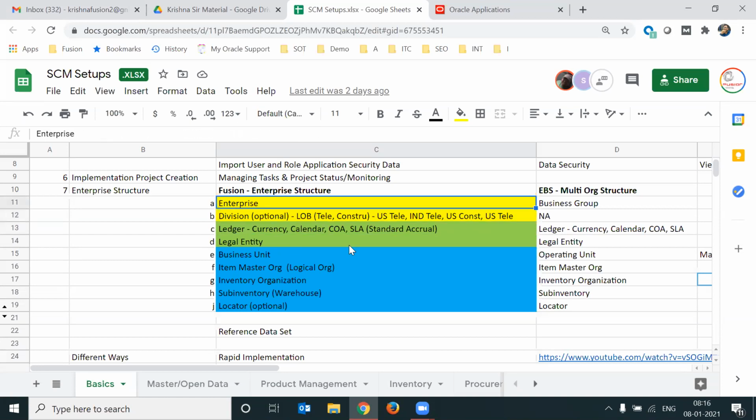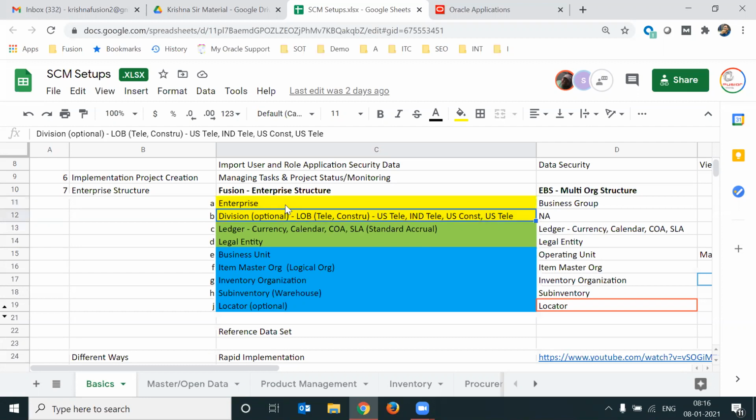And the first two entities are in yellow color. The reason is that in real time, it is the responsibility of an HCM consultant. That's why it is in yellow color. So the HCM consultant has to configure the enterprise and the divisions. It's not our job. We are supply chain consultants. Our job is in blue color. In real time, this is what we do, which is in blue color. The yellow one is the HCM consultant, and the green one is the financial consultant's job.